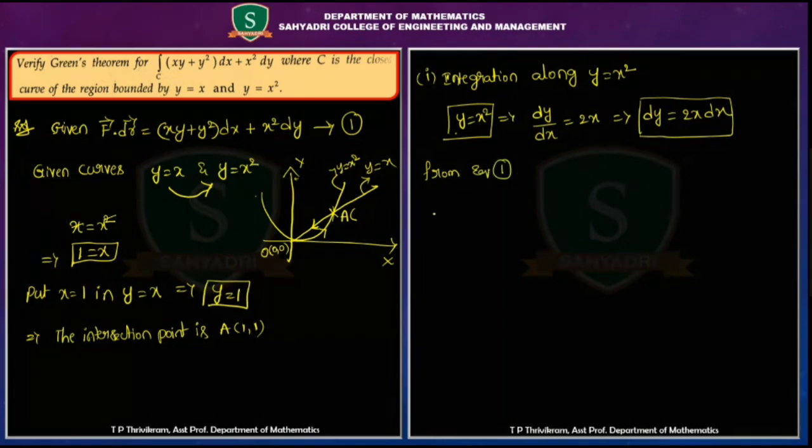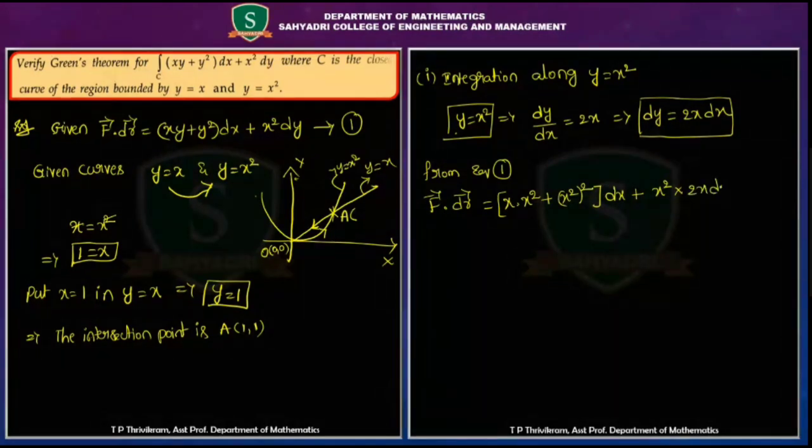So from equation 1, what you'll get means f dot dr is equal to, substituting y equal to x square here, x into x square plus x square whole square. Okay, so into dx plus x square into dy. dy value is 2x dx.